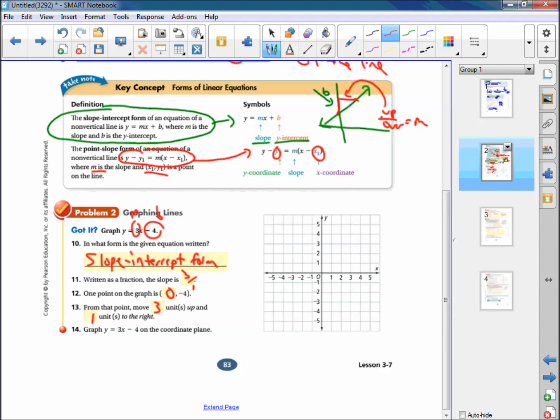So let's graph this. So we go to 0, negative 4. That's right here. That's our starting place, the y-intercept. And then from here we can count up 1, 2, 3 units and go 1 over. Or 1, 2, 3 units and go 1 over. If I connect them, I get this line. So this is y equals 3x minus 4.